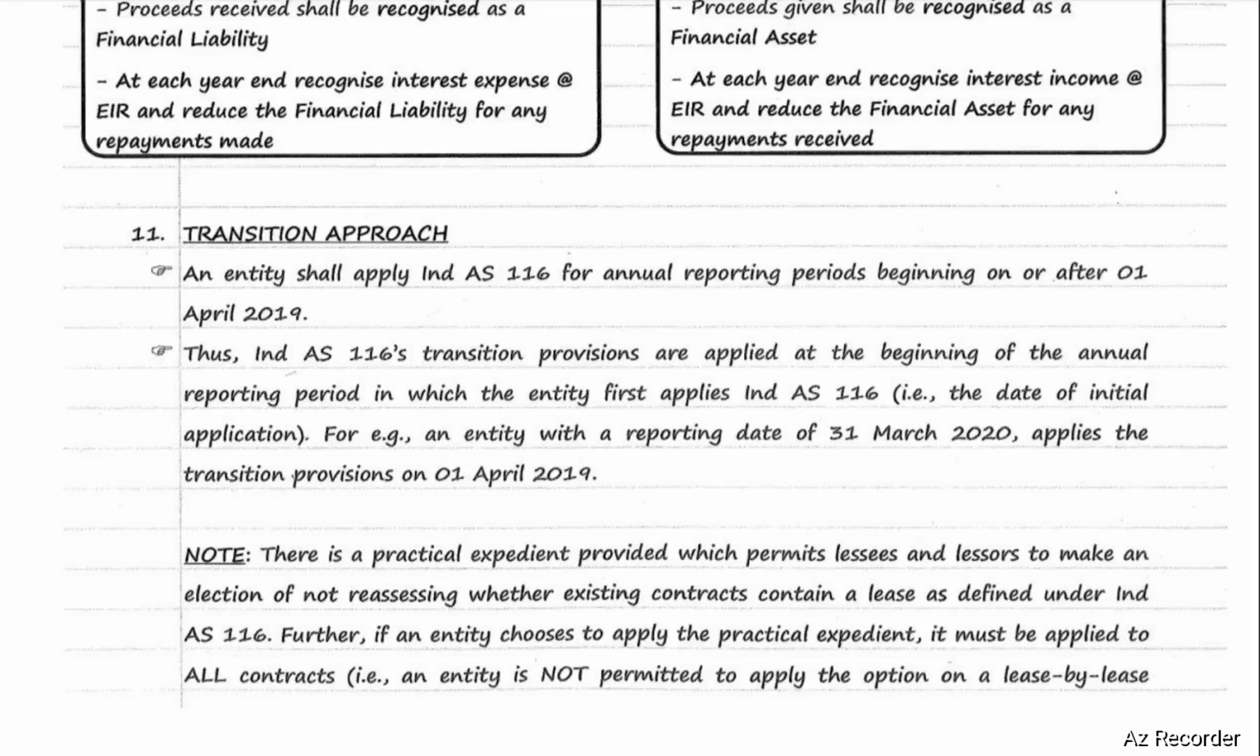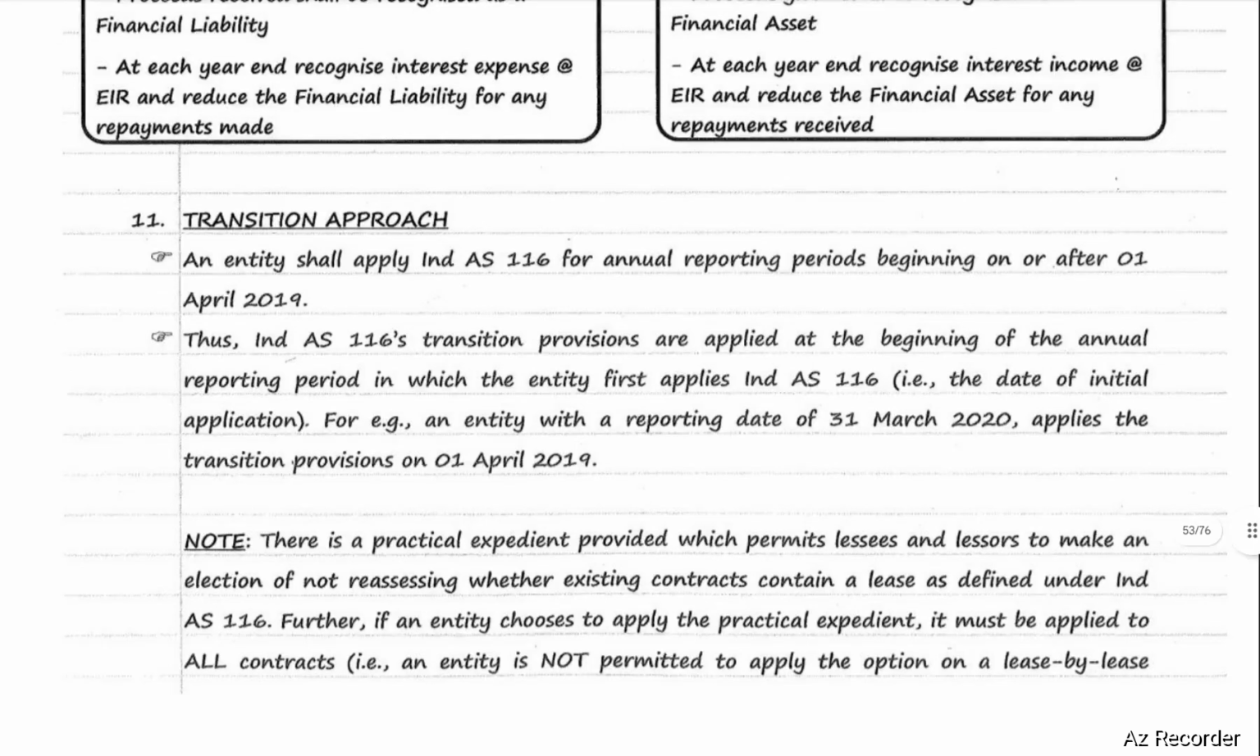For example, an entity with a reporting date of 31st March 2020 applies the transition provisions as on 1st April 2019. There is a practical expedient provided which permits lessees and lessors to make an election of not reassessing whether existing contracts contain a lease as defined under Ind AS 116. Further, if an entity chooses to apply the practical expedient, it must be applied to all contracts. That is, an entity is not permitted to apply the option on a lease by lease basis.